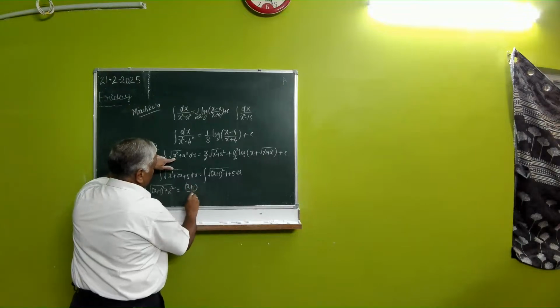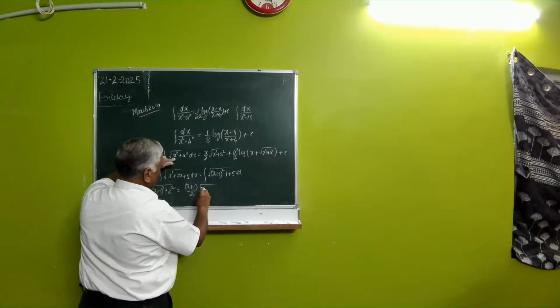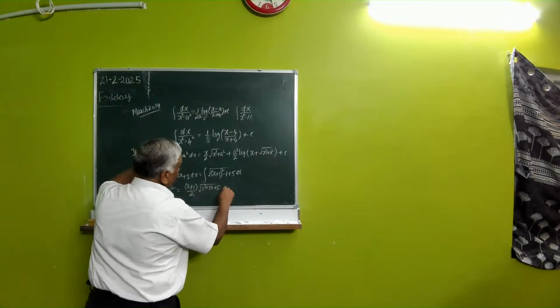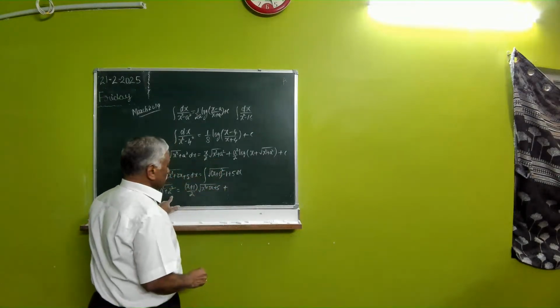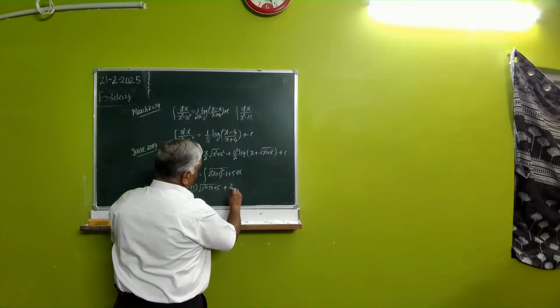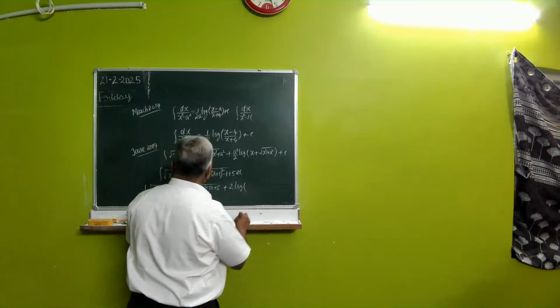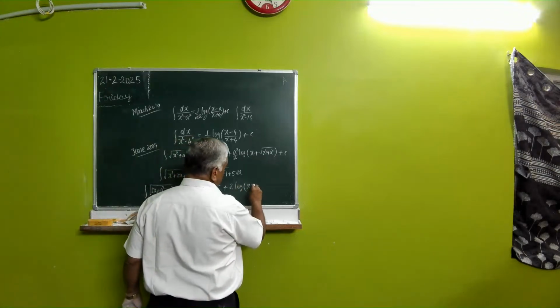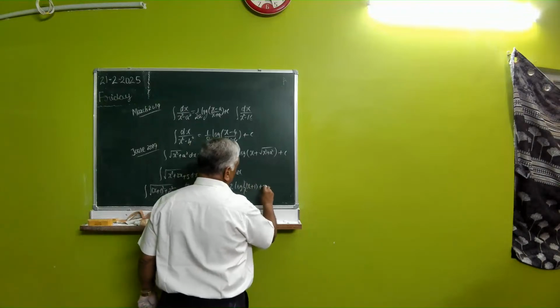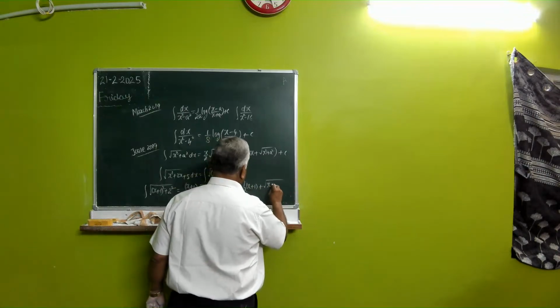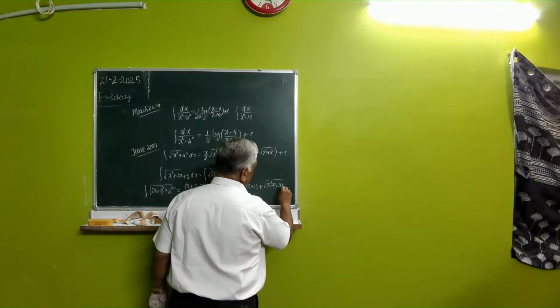x plus 1 by 2 into root of x square plus 2x plus 5, plus a square by 2. A square is 4. 4 by 2 is 2 log of, in place of x you have got x plus 1, plus root of x square plus 2x plus 5.